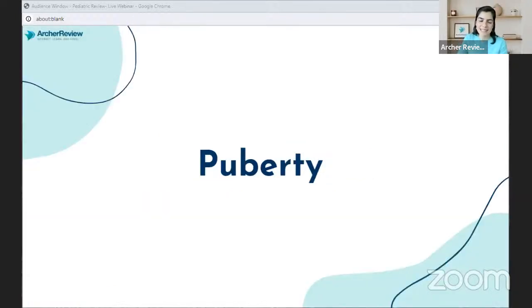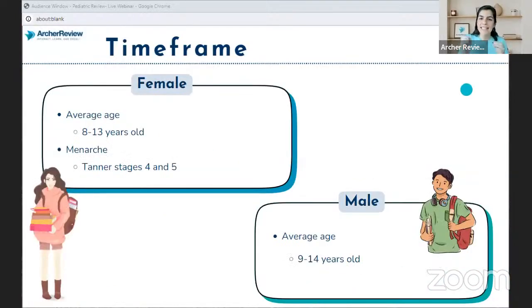So puberty, let's talk a little bit about that. As a clinician, it's important for you to know the normal time frame of puberty so that you can help reassure patients and families, as well as catch things early. So again, prevention is key. The average time frame for females in puberty is between ages 8 to 13. Typically, they'll have their first period around Tanner stages 4 to 5, so a little bit later as they're progressing. For males, the normal time frame for puberty is between ages 9 to 14.